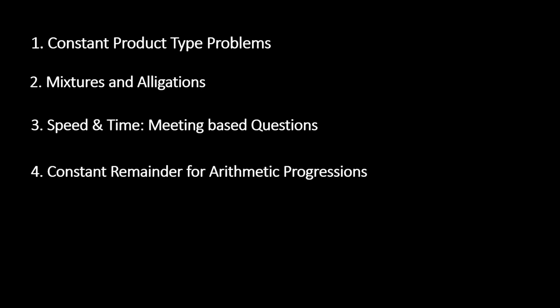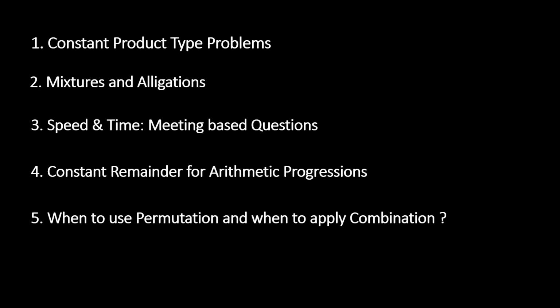After this, we discuss a tricky question which is based on the property that any arithmetic progression, if you divide the terms of that arithmetic progression by the common difference or a factor of the common difference, the remainder will be the same. And finally, we will discuss how to apply permutation and combination in the right scenarios. When should you use permutation and when should you use combination.